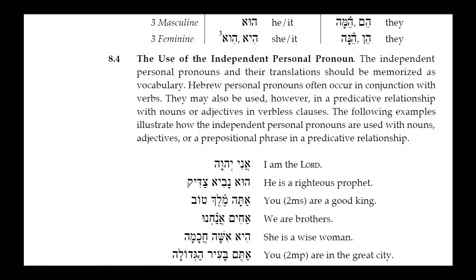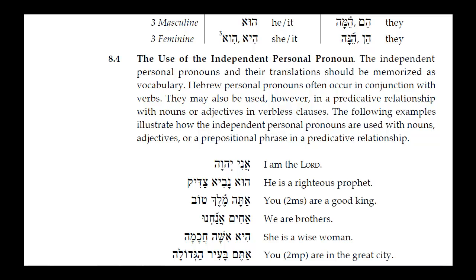You remember last chapter, in the adjectives, we had the three different uses of the adjective. We had the attributive, and then the predicative, and then the substantival use of the adjective. Well, this personal pronoun is being used a lot of times in verbless clauses as a predicative relationship, meaning it is stating something about a noun. It's not attributing to it, but it's stating a character or an idea about a noun.